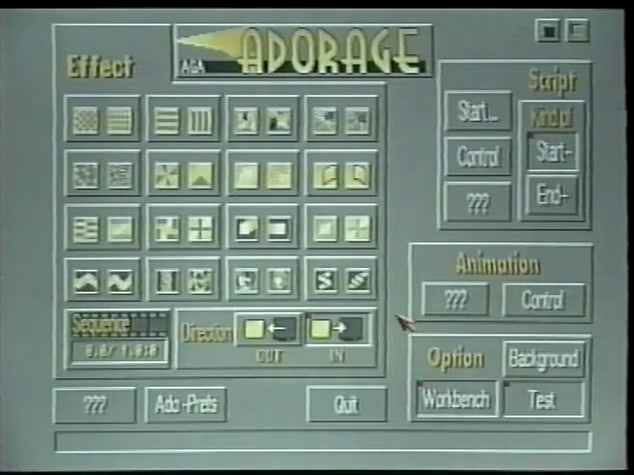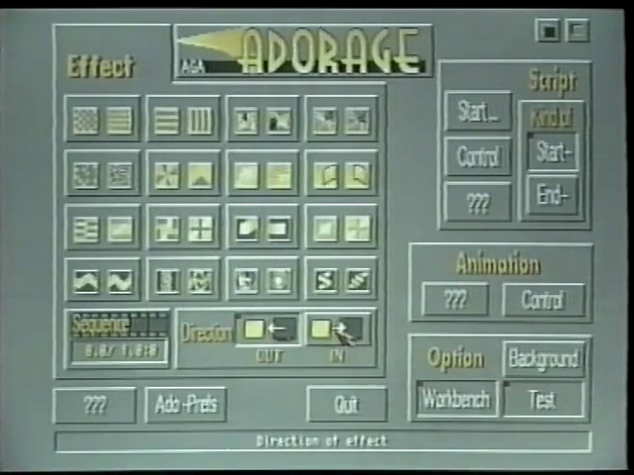We won't detail all the controls on the main screen. These are covered in full in the manual. I'll just explain the ones we'll be using during this tape. Direction button, switches between in and out to set the direction of the effect.